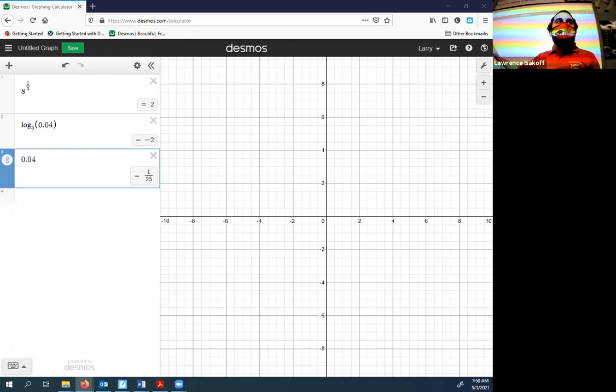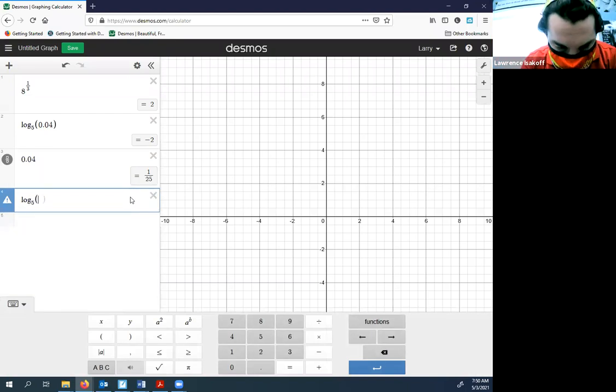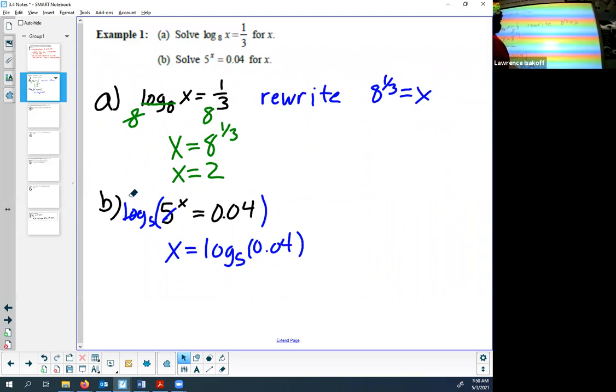But look, most of these aren't going to be like, oh, I could solve that in my head. Because most logs, if it said log base 5 of like 2.4, there's no way I'm getting that off the top of my head, okay? So again, you might end up with ugly decimals like that, but you got it. Any questions about example 1 currently?